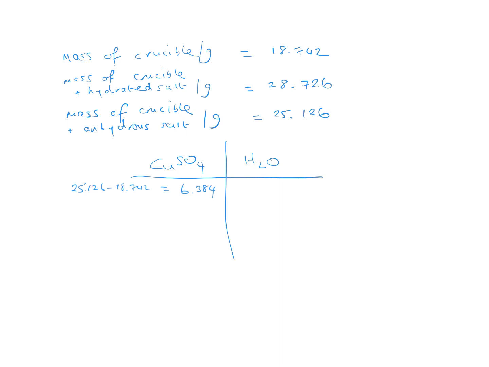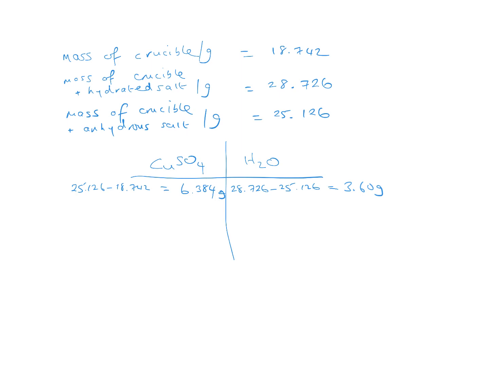Now I work out the mass of the water. So I'm going to look at this value, because that's the crucible plus the hydrated salt. And this is the crucible plus the anhydrous salt. So this difference, or this loss in mass, is due to the water being driven out of the hydrated salt. So it's going to be 28.726 minus 25.126. And that works out to be 3.60 grams.